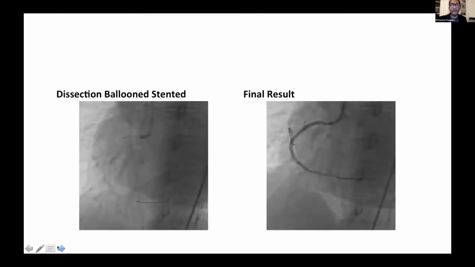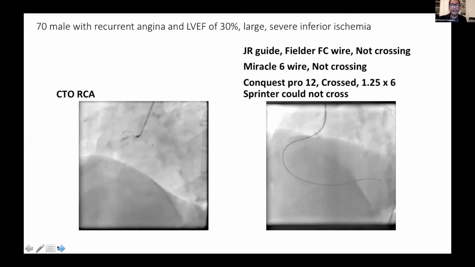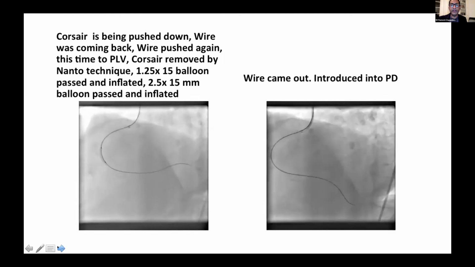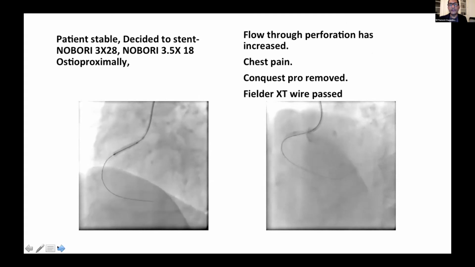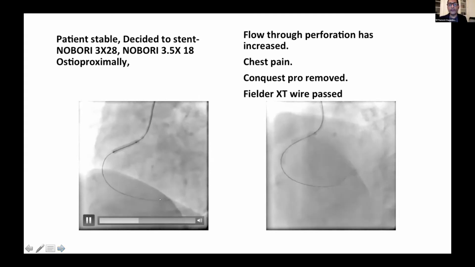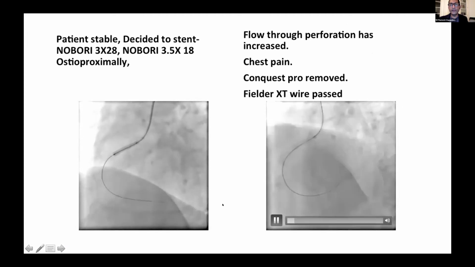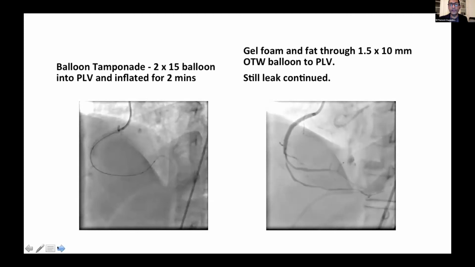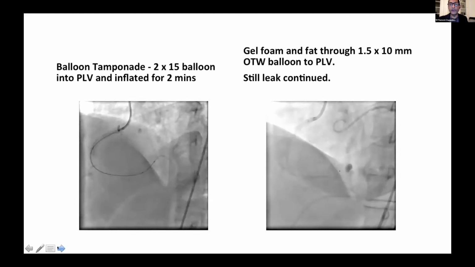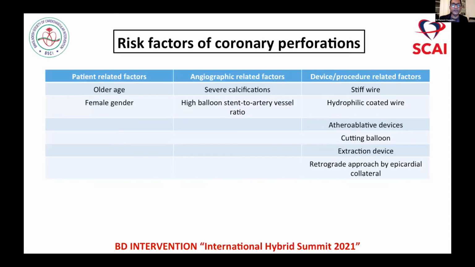I think in view of time, dissection is probably something all of us are very good with. And this is another case where there is a perforation and tamponade not immediately recognized. Use softer wires once you cross the main CTO. In this case, that was not done, and hence the Conquest Pro caused a dissection, perforation. And the people kept ballooning at the site of perforation, which really worsened it. And the patient actually collapsed completely.